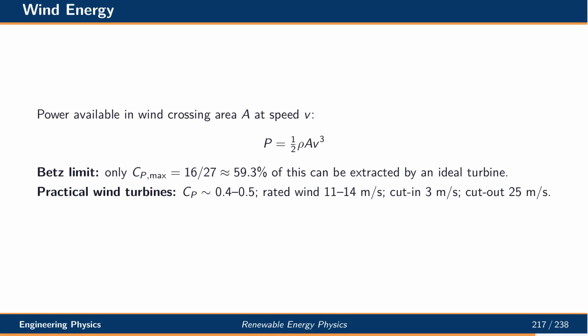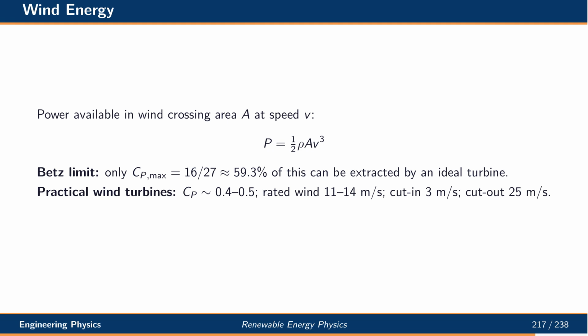the kinetic power available in wind crossing an area is half the density times the area times the cube of wind speed. The strong cubic dependence means even small speed changes greatly affect power output. The Betz limit states that no ideal turbine can extract more than 16/27, or about 59.3% of this kinetic power.